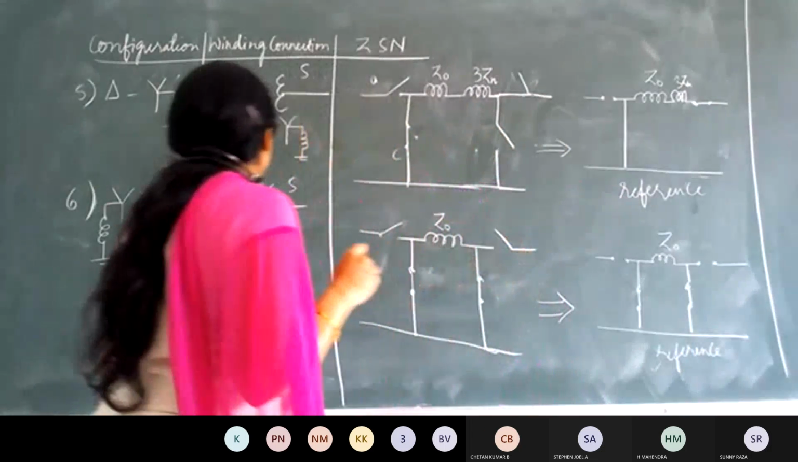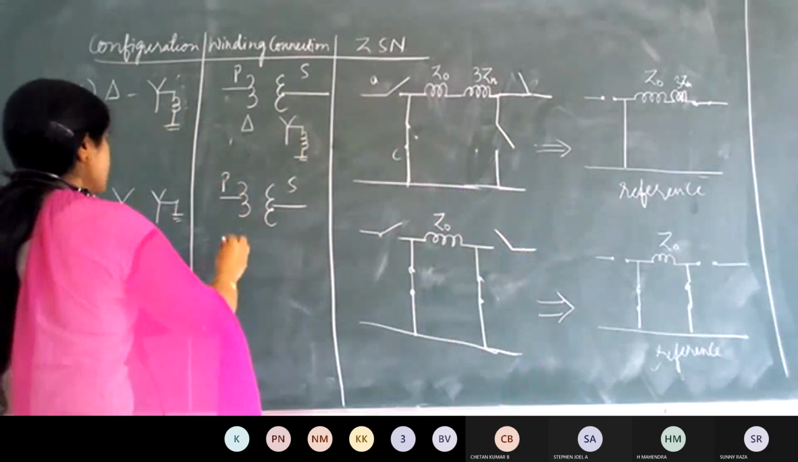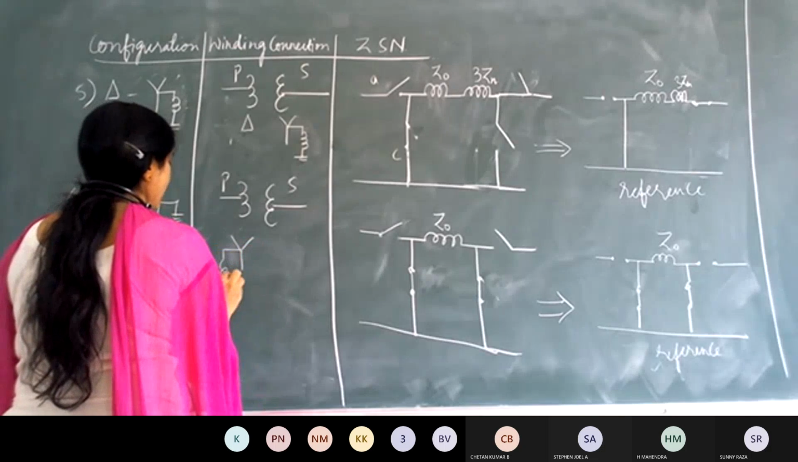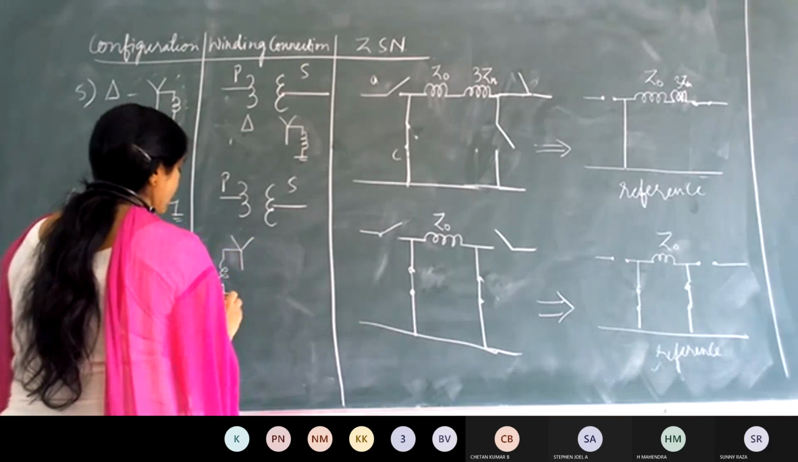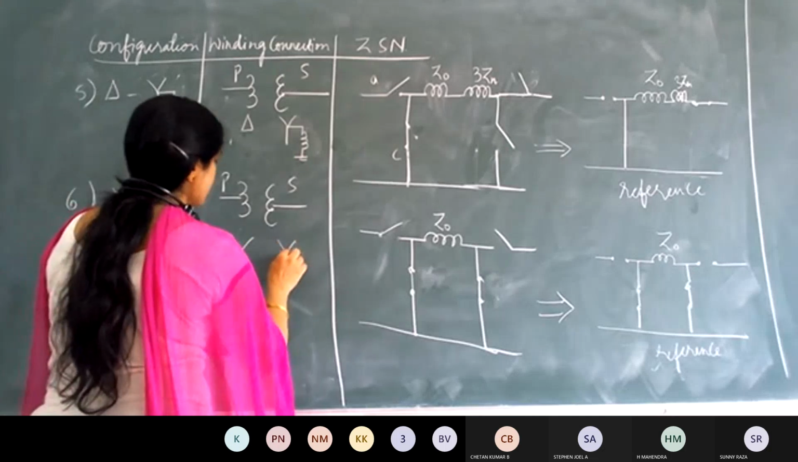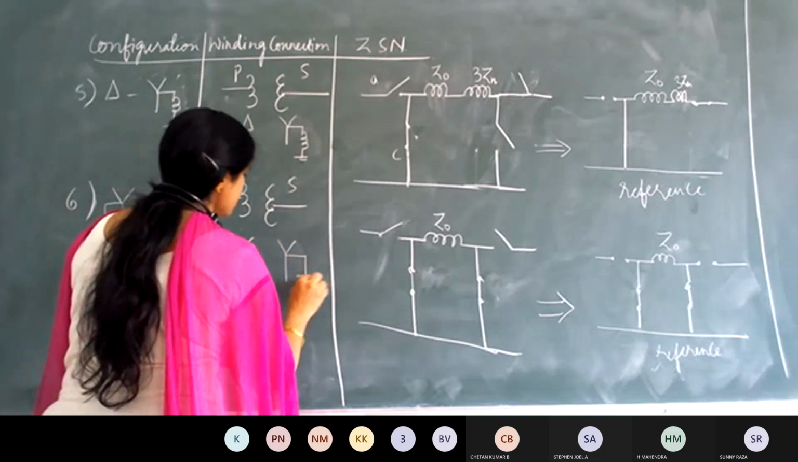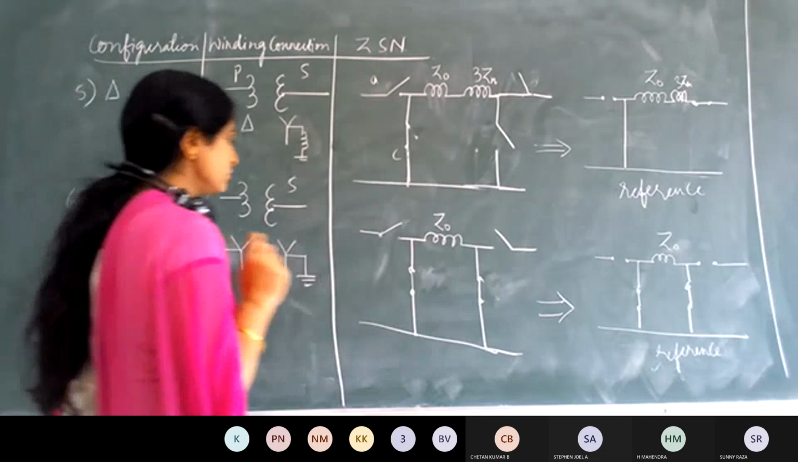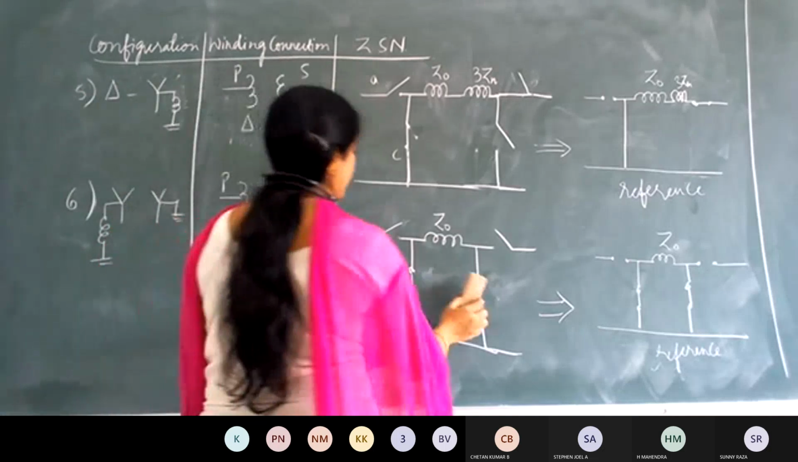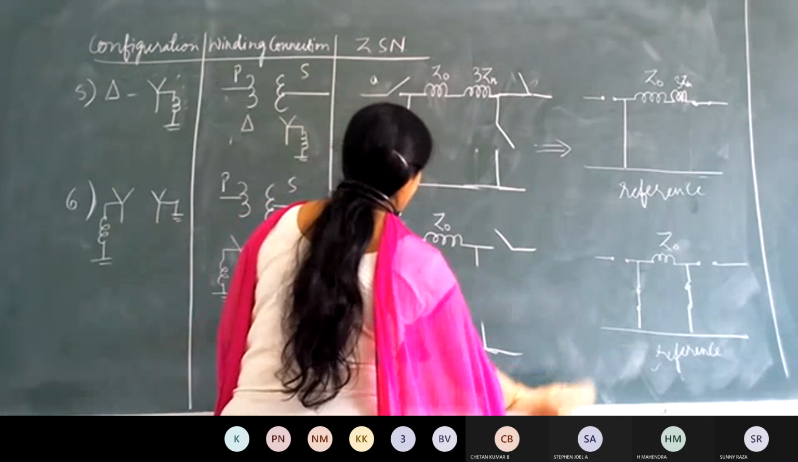Okay. So next configuration. What is the next configuration given? On the primary side it is star grounded via the reactor. On the secondary side it is also star connected with the neutral solidly grounded. Okay, so let us concentrate on the primary first. Let us first write the general circuit on this.